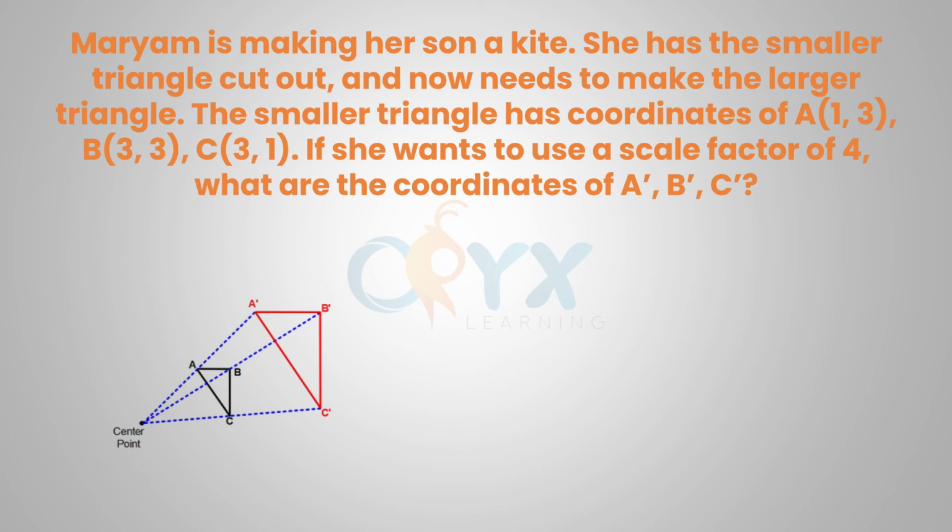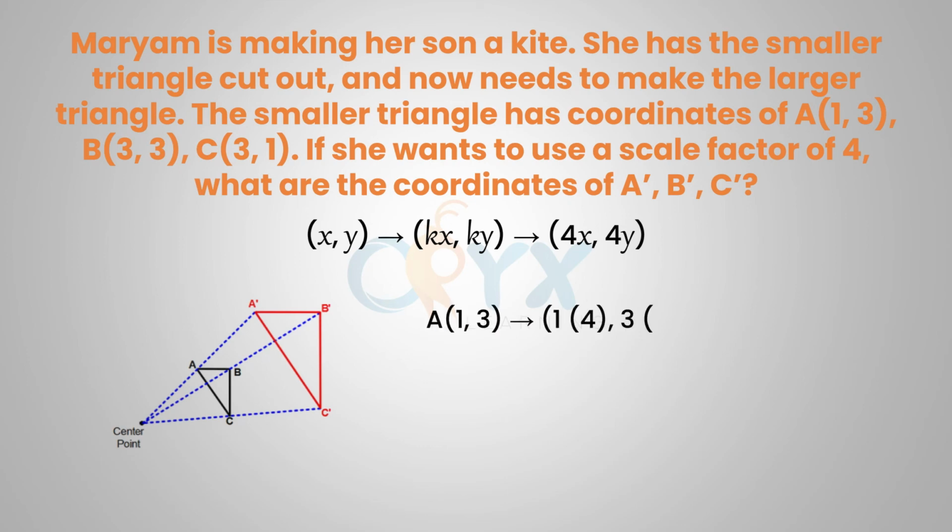So again, if we take the original coordinate (x, y) and multiply by the scale factor to get (kx, ky), in this case with a scale factor of 4, we will get (4x, 4y). So if I take all of the original points and multiply their x and y values by 4, that will give me the coordinates of A prime, B prime, C prime. So the point A, which was originally (1, 3), if I multiply the x and y values by 4, I get A prime, which is (4, 12).